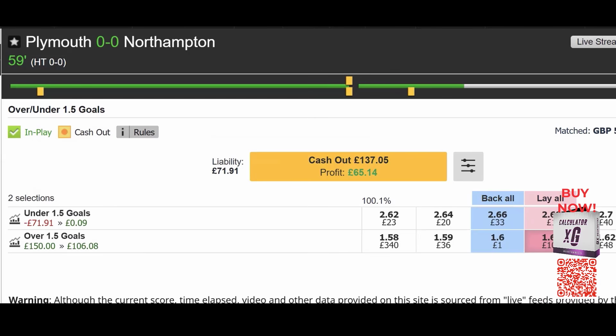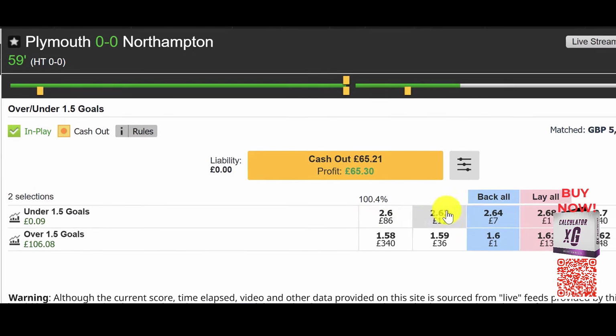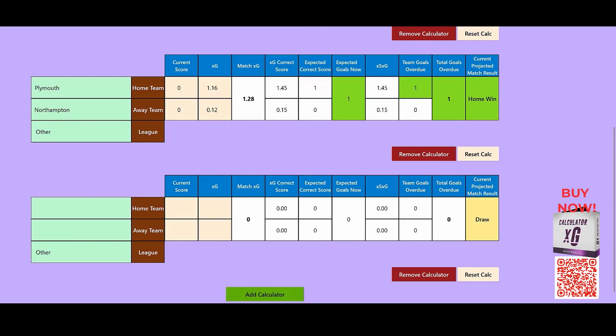while we make a decision about what to do next on this one, because this goal has definitely arrived against the run of play or against the run of the XG. Let's take a look at the data. So I've updated the XG. Now let's update the correct score, which is 1-0 in favour of Northampton. So still, the projected match result is still on a home win to Plymouth.